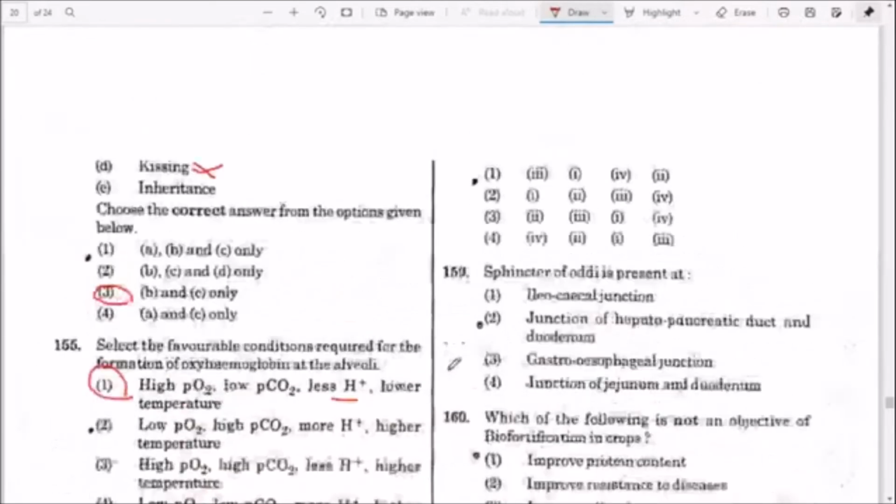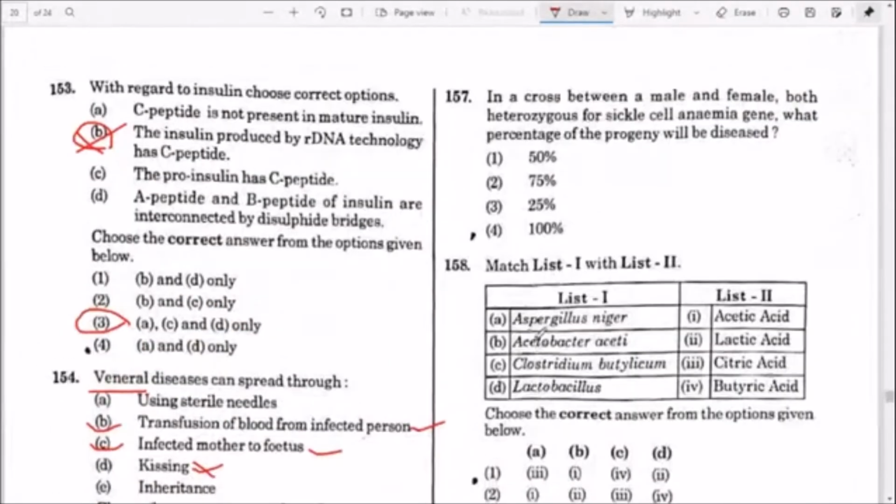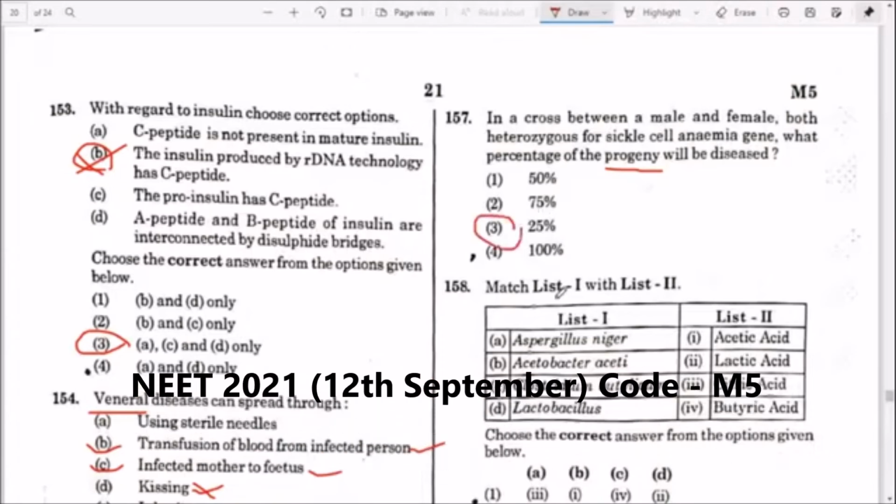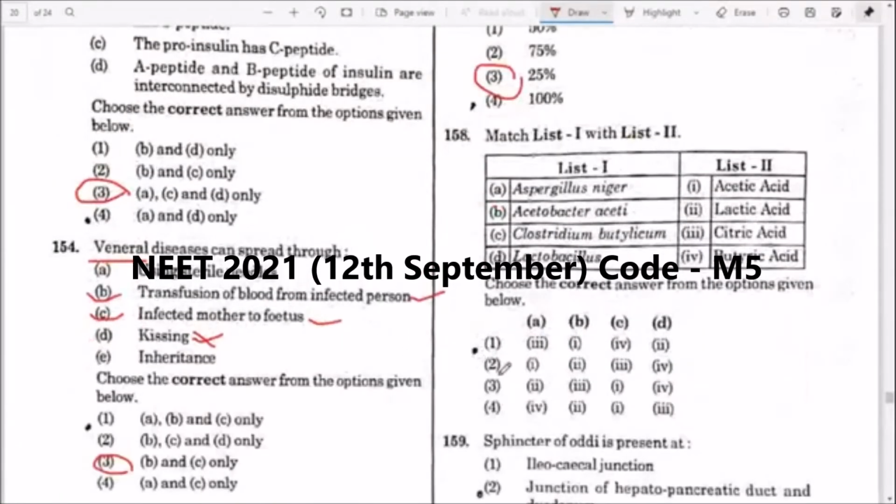Next, question number 157. In a cross between a male and female, both heterozygous for the sickle cell anemia gene, what percentage of the progeny will be diseased? It is 25%. Next, match list 1 with list 2.